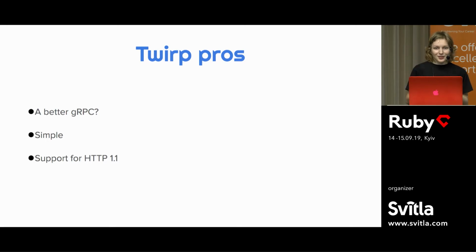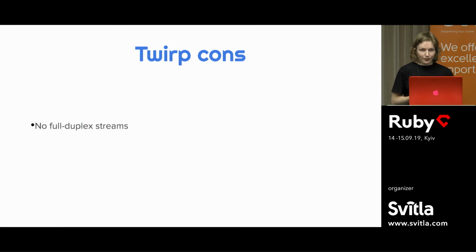In all the articles that I found about Twirp, it is named a better gRPC, but these are kind of marketing articles, so probably we need to doubt what they are saying. Next one, simple. It also draws from those articles, because I can say Twirp is simple because, well, it's just the same as gRPC. And the last one is support for HTTP 1. Yeah, cons, no full duplex streams.